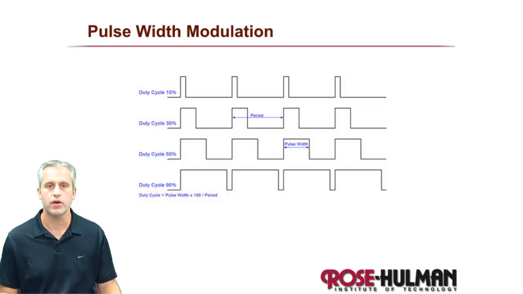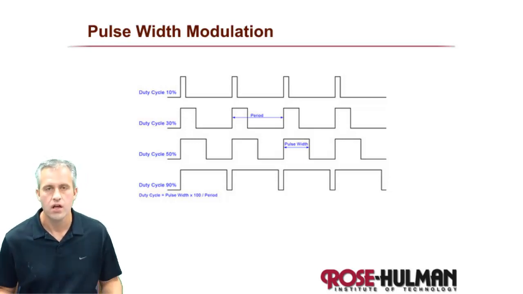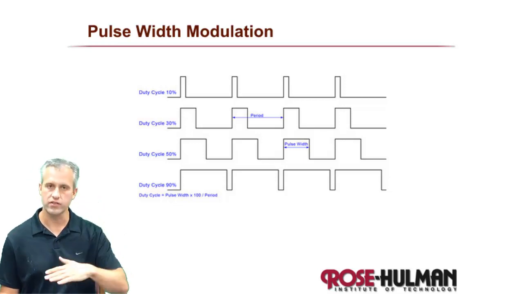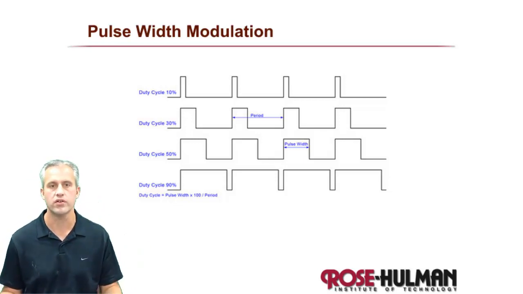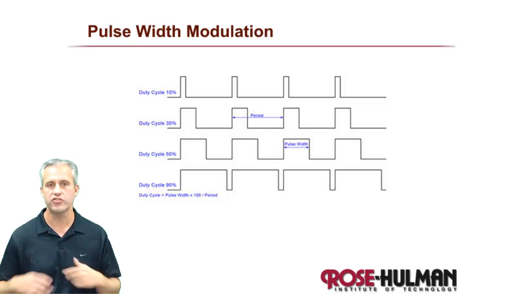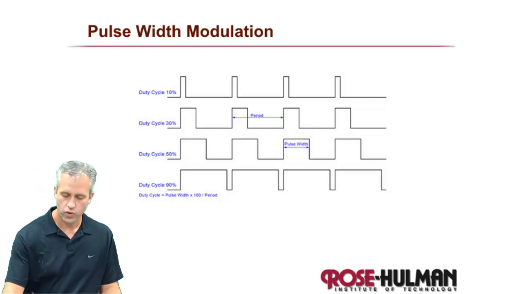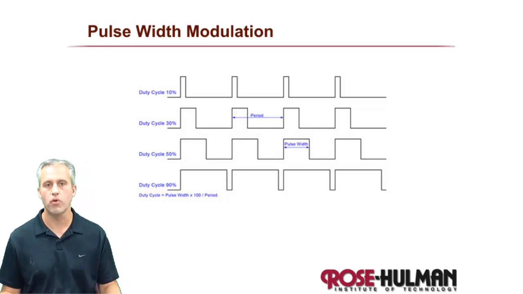Welcome back. Let's talk about pulse width modulation. Sometimes a digital out is all you need, just setting something high or setting something low. That's the only two states you want. But sometimes you're going to need to generate a square wave, and we'll talk about why later. What a square wave output is called is pulse width modulation.